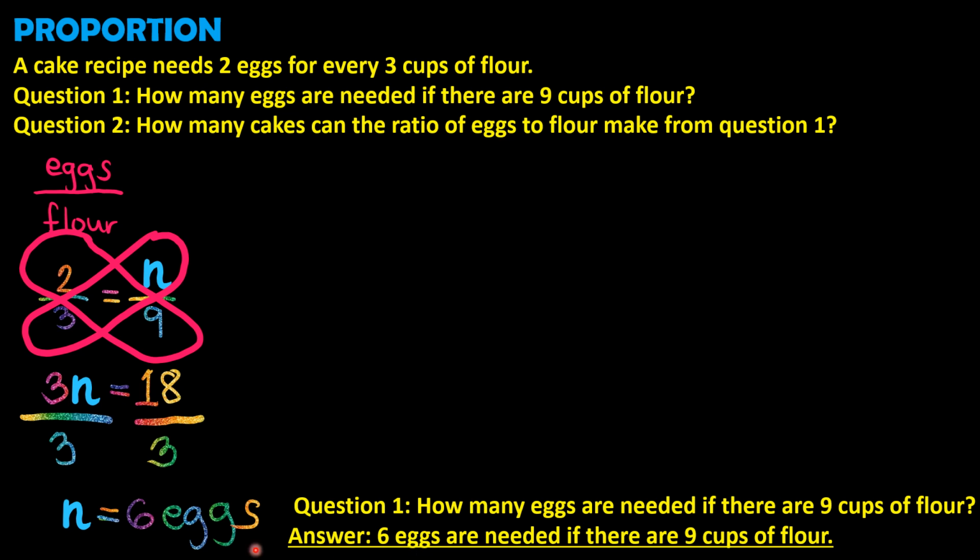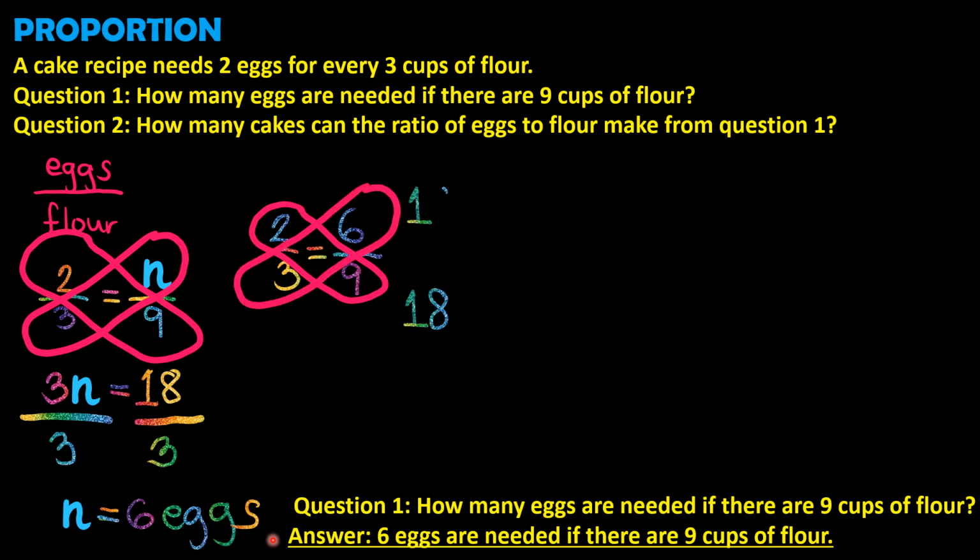Now to verify if our answer is correct, copy the problem. We say goodbye to the variable n because we already have our answer, which is 6. And we do cross multiplication. 2 times 9 is 18, and 6 times 3 is also 18. So we have the same product. That means our ratios are proportional with each other. Therefore, our answer is correct.